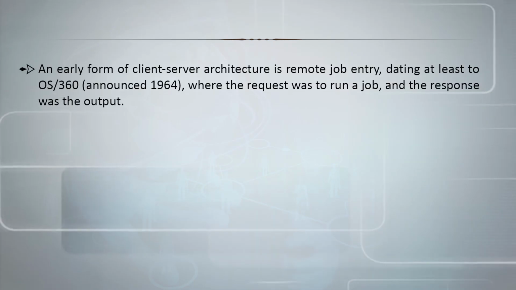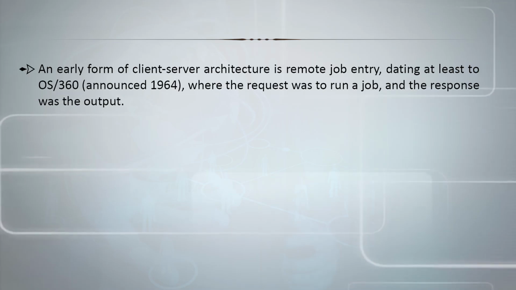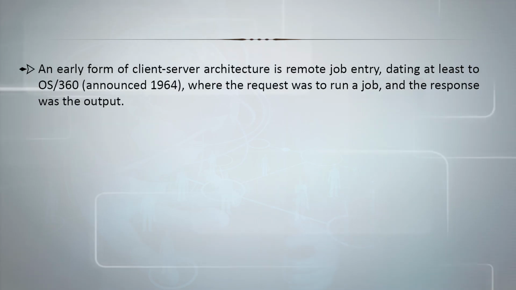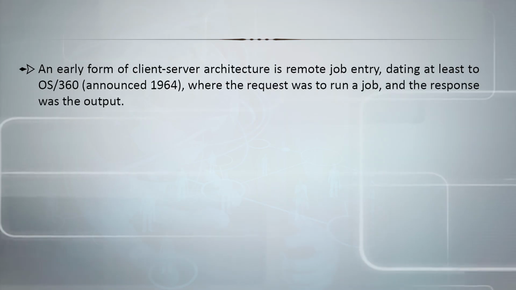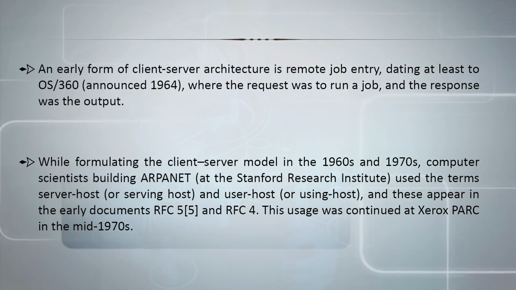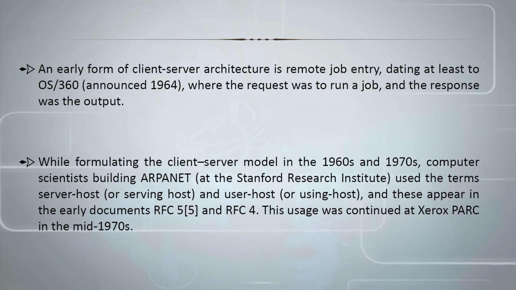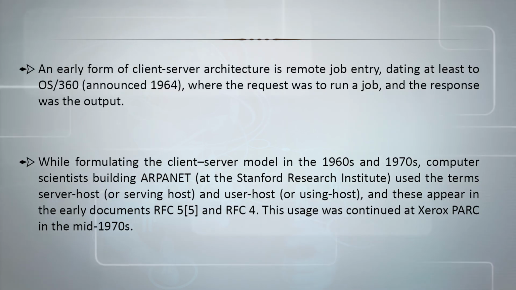An early form of client-server architecture is remote job entry, dating at least to OS/360, which was announced in 1964, where the request was to run a job and the response was the output. While formulating the client-server model in the 1960s and 1970s, computer scientists building ARPANET at the Stanford Research Institute used the terms server host or serving host and user host or using host, and these appear in the early documents. This usage was continued at Xerox PARC in the mid-1970s.